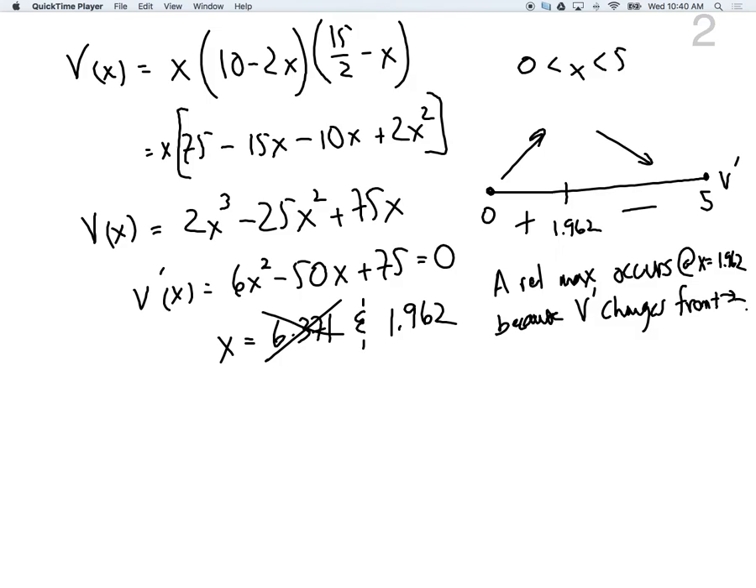Okay, so we're good. We got the math. Now you have to be sure to answer the question. What was the question? What size square will give you the maximum volume?